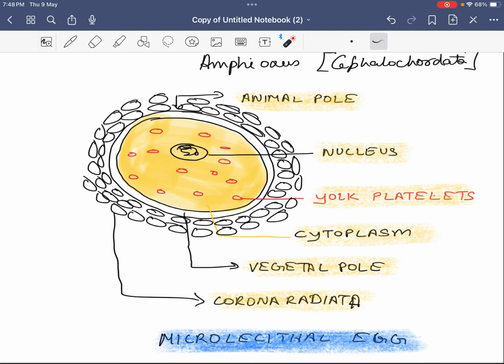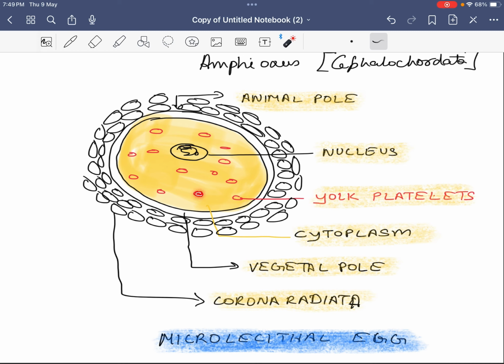Now we will also check a little bit into the structure of the egg. Typically an egg has a nucleus at the center, with the genetic material. Since it is a cell, the remaining portion has dense cytoplasm, and its respective organelles will be present.